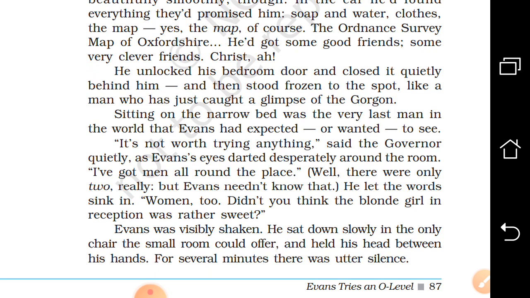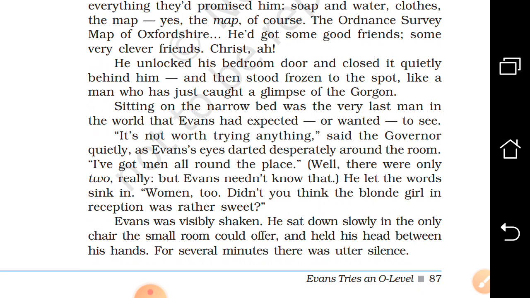Dear children, that is the surprise here now. Sitting on the narrow bed, "It is not worth trying anything," said the governor. The governor was there, yes. Sitting on the narrow bed was the very last man in the world that Evans had expected or wanted to see. Actually, Evans also expected him there, because that was a trick done. "It is not worth trying anything," said the governor.